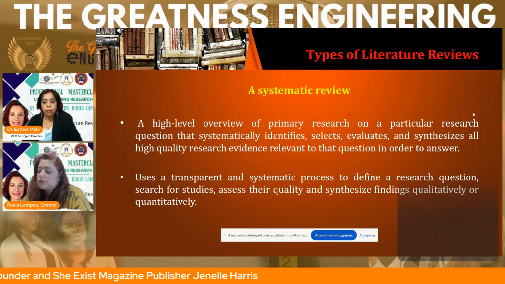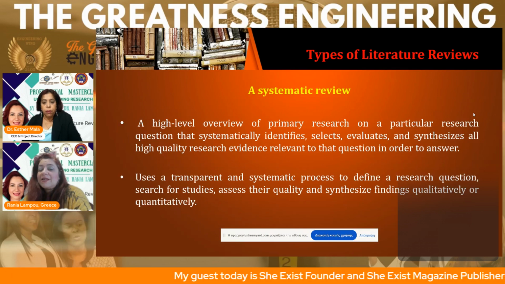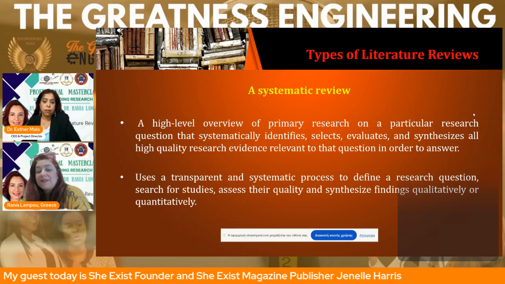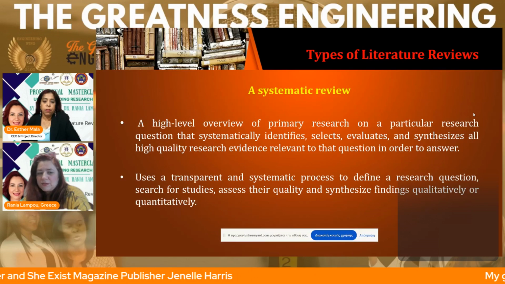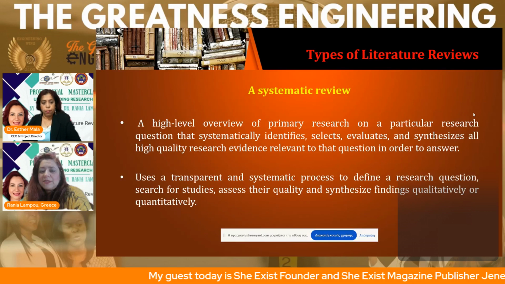Systematic review has to do usually with clinical research. It's a high-level overview of primary research on a particular research question that tries systematically to identify, select, evaluate, and synthesize all high-quality research evidence which is relevant to the question. And the main characteristic of a systematic review is that it actually uses a transparent and systematic process to define a research question.